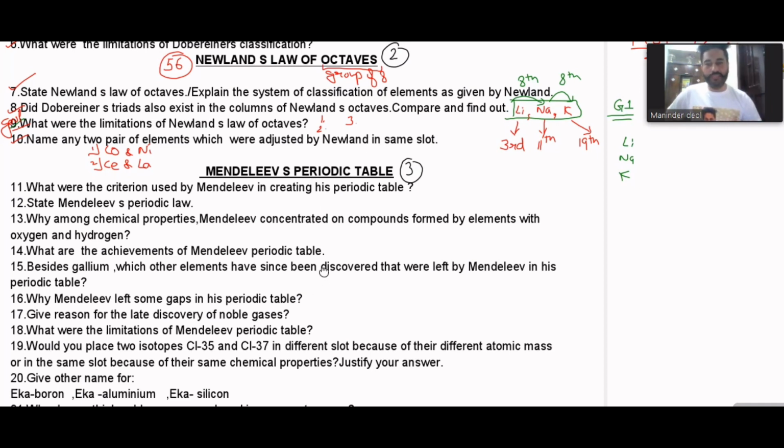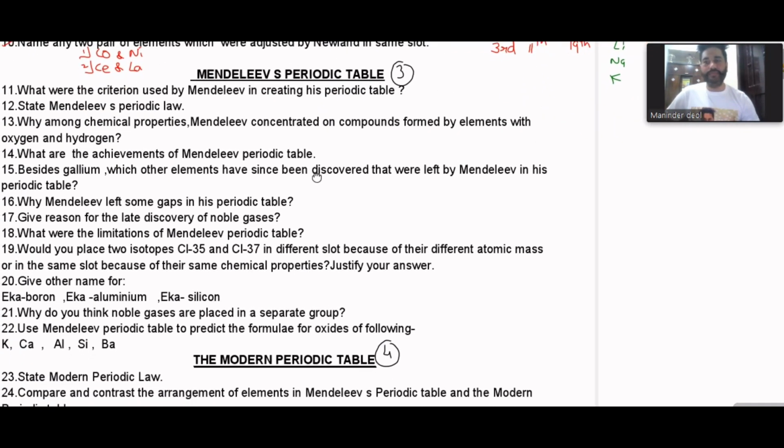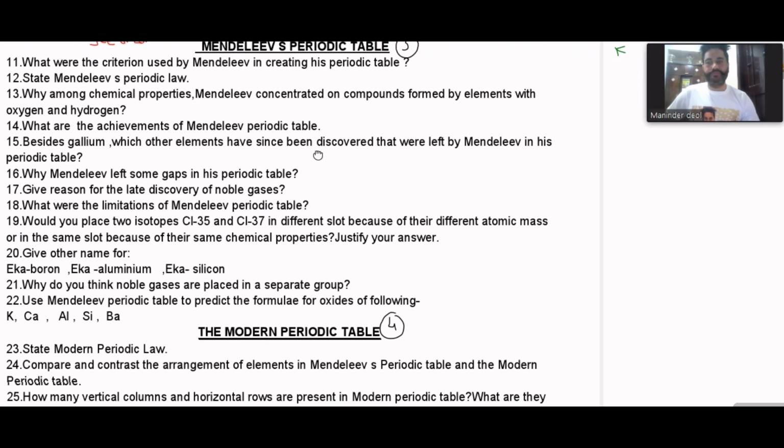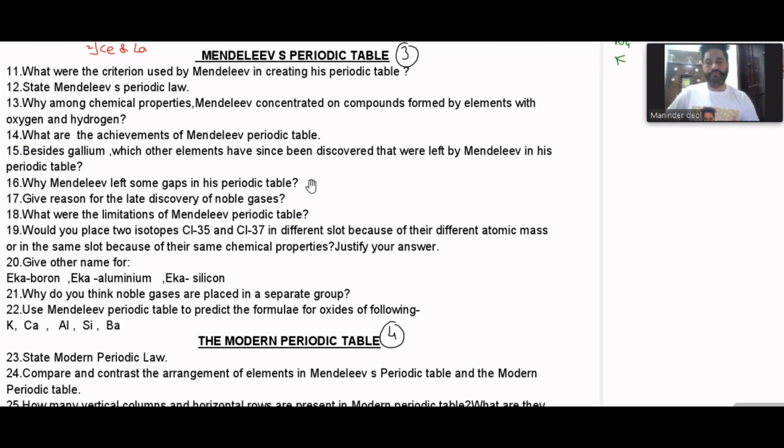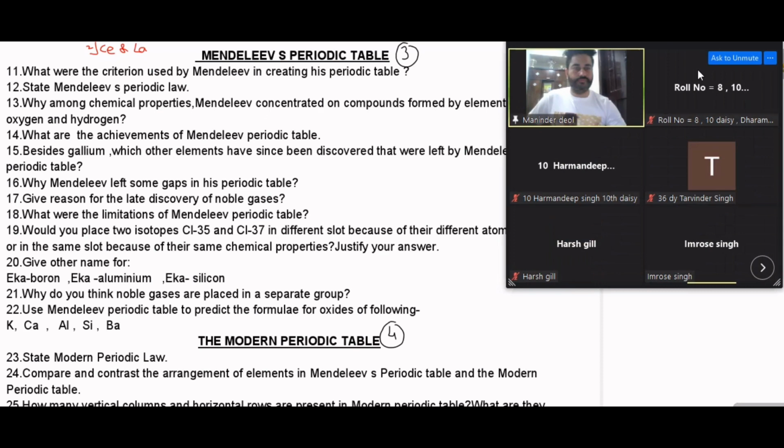Can we move to the Mendeleev periodic table? Any problem till now? No, sir. Everyone clear?